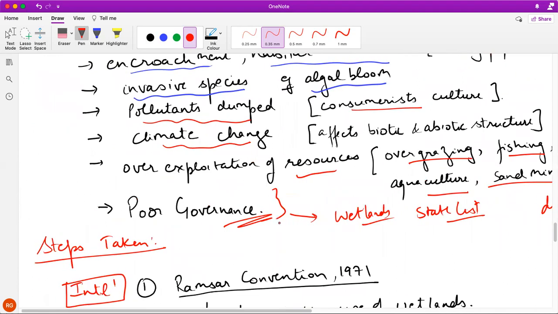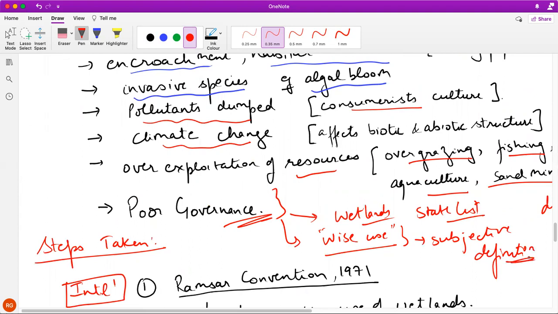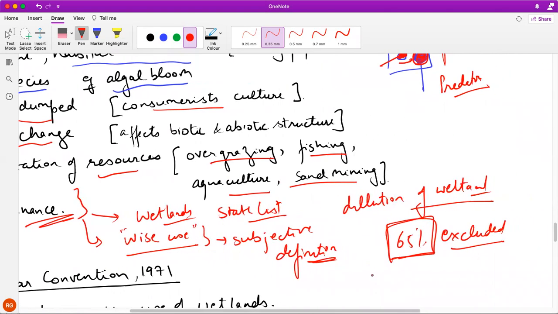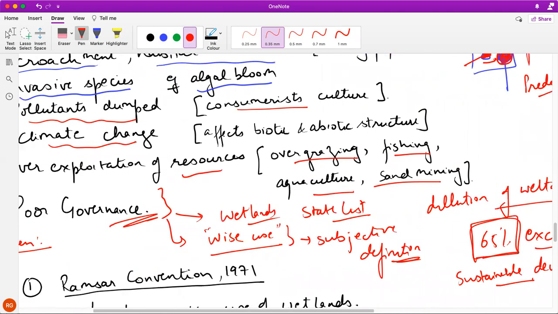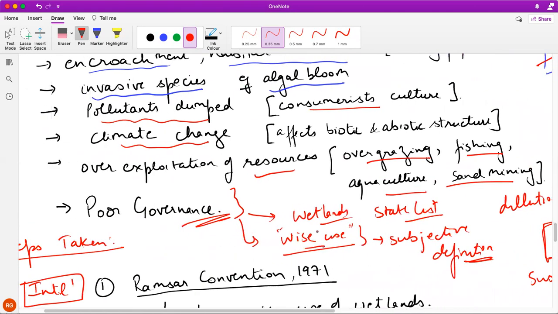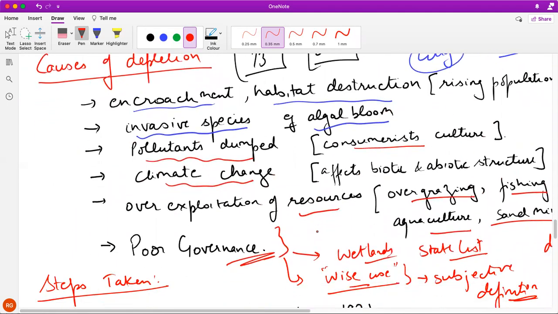Then there is one more issue. Our wetland rules specify the term wise use of wetlands. But this wise use of wetlands has been subjected to subjective definition. Every state has a different definition with respect to wise use, no more in tune with sustainable development. Okay. So they manipulate this term wise use and are using it to exploit the wetlands. Okay, so these are the causes of depletion.